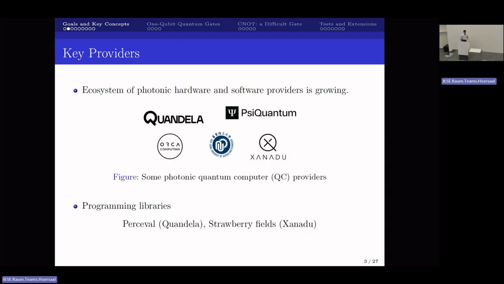So there's a whole ecosystem of photonic hardware. And just as with any other constructor, they are interesting to get into because we don't know which technology will prevail in the future, or if a technology will prevail. So we will get into this one particularly. So there are programming libraries and different constructors. Here are some examples.